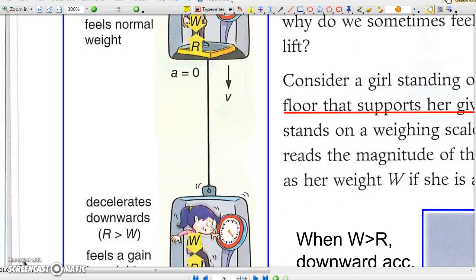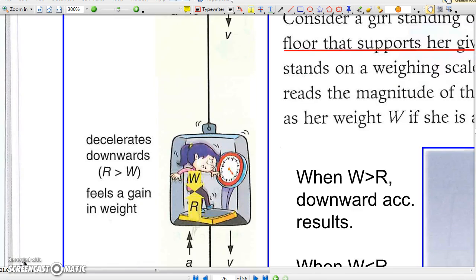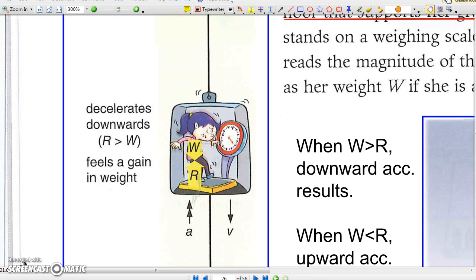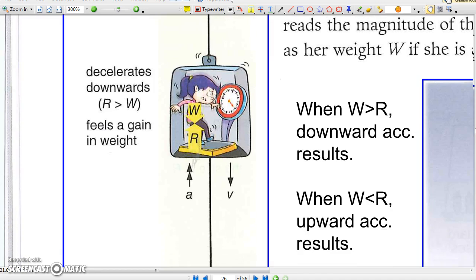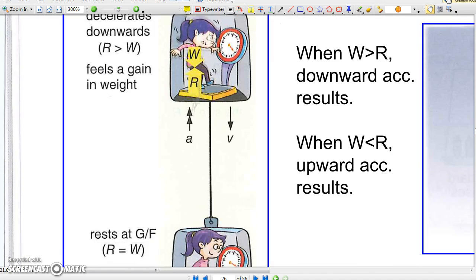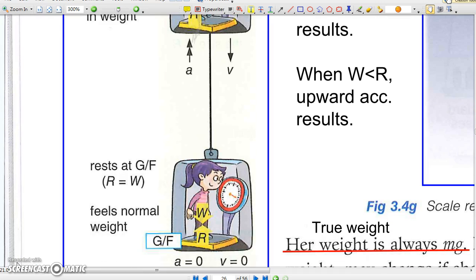Lastly, just before the lift is about to stop, it decelerates. The lift accelerates upwards, and so reaction is larger than her weight. She feels herself heavier due to larger normal reaction acting on her by the floor. And what about the case when the lift moves upwards? How may the girl feel her apparent weight then?